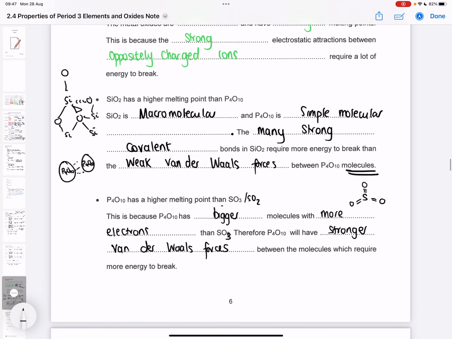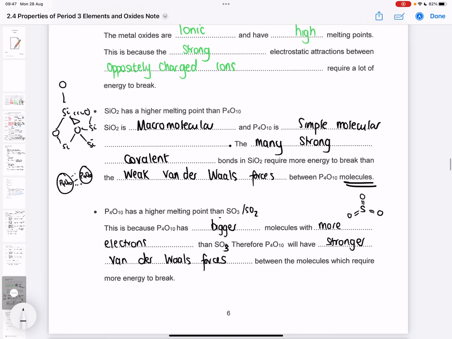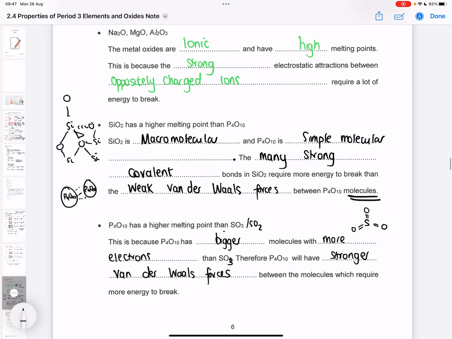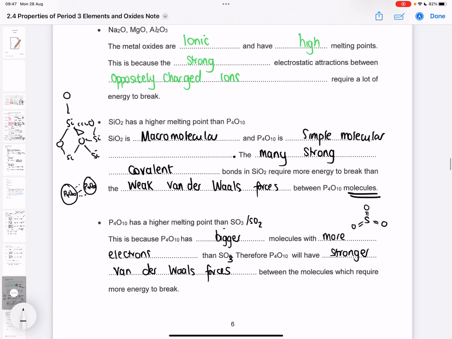So make sure that your structure and bonding is really strong. For this topic, you're going to get a lot of overlap with structure and bonding questions. You're going to be asked to compare structure and bonding between either the elements or the oxides, to discuss them and to explain their boiling points and their properties as a result of that.